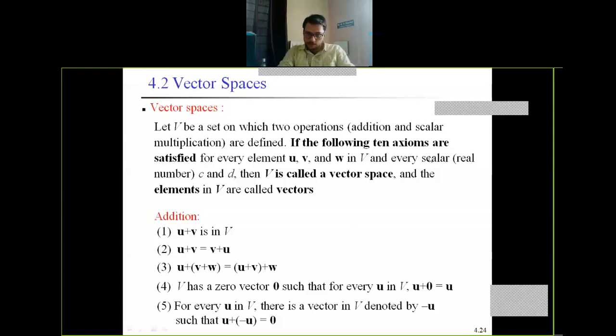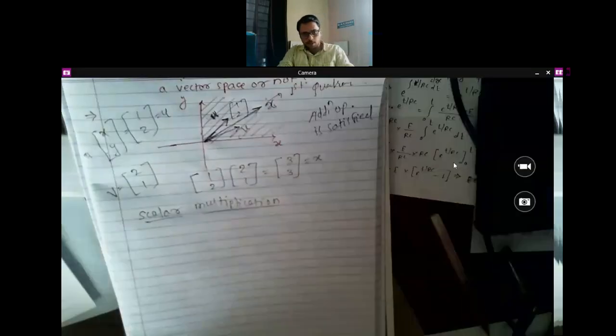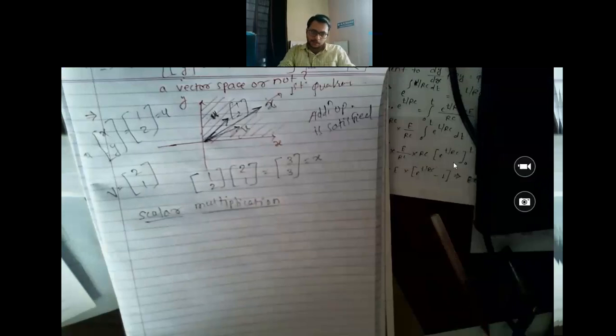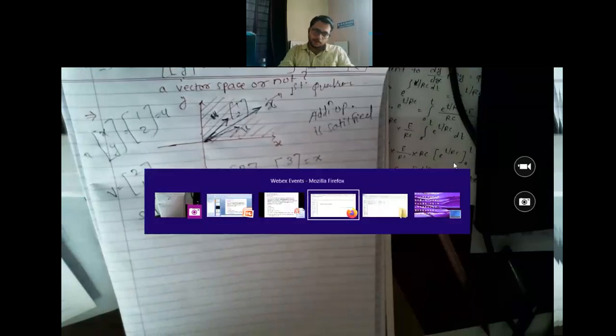Please remember, for every scalar they have written in brackets real number, so any real number you can take. This is the hint for you. Please tell me now, if you take c as any real number in our example, will it satisfy the scalar multiplication property? Please tell me.